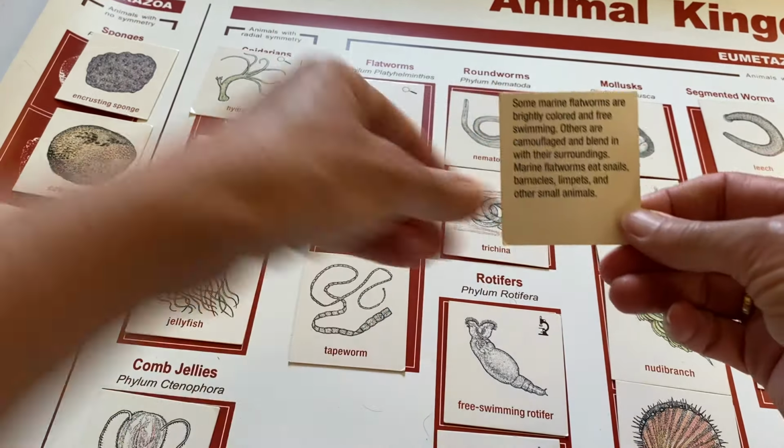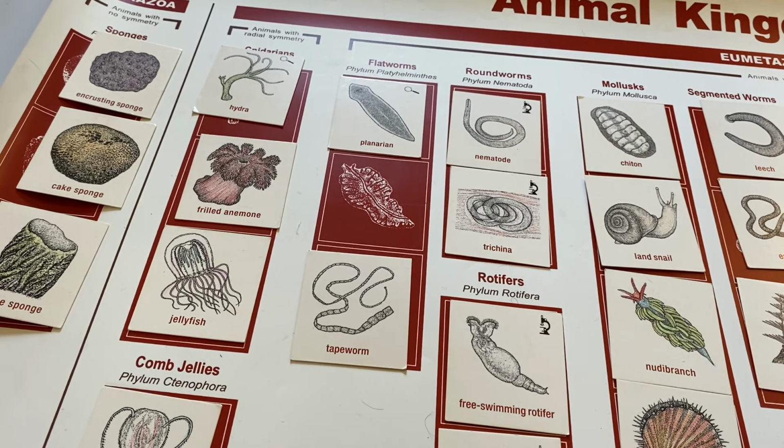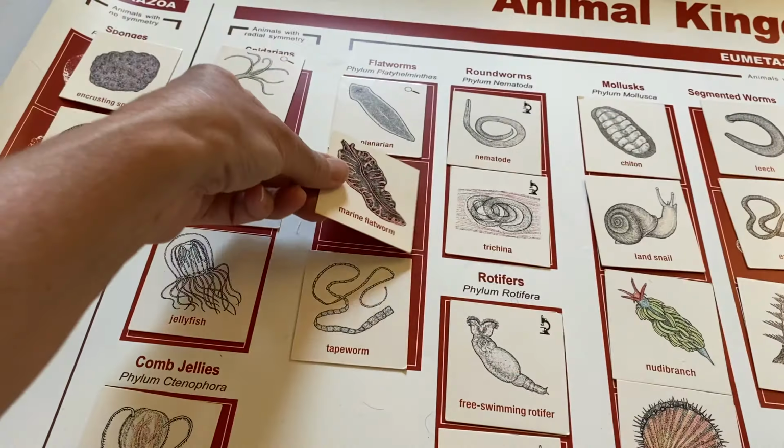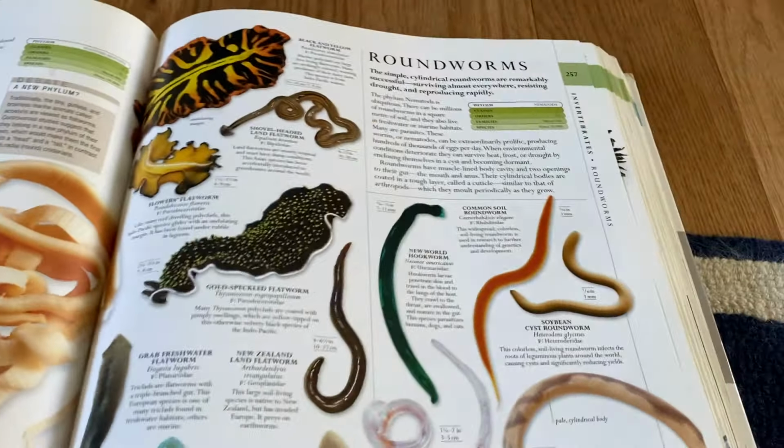So this one says, some marine flatworms are brightly colored and free swimming. Others are camouflaged and blend in with their surroundings. Marine flatworms eat snails, barnacles, limpets, and other small animals. Now I have some pictures of some marine flatworms that I want to show you.